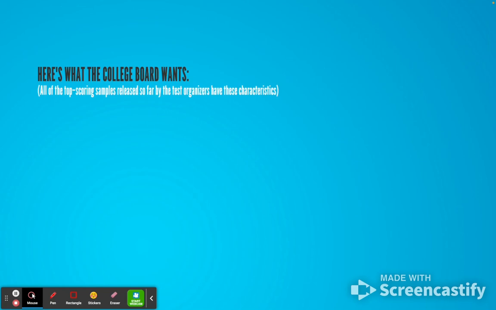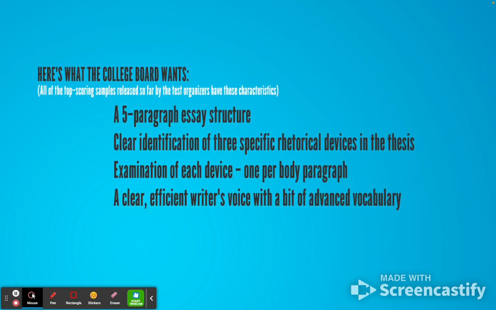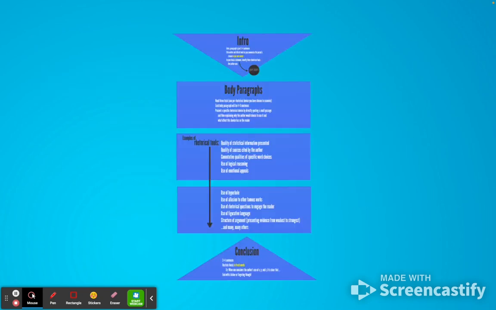So this is what College Board wants. A 5-paragraph essay structure, clear identification of 3, count them, 3 specific rhetorical devices in the thesis, examination of each device, 1 per body paragraph, and a clear, efficient writer's voice with a bit of advanced vocabulary. So let's take a closer look at that. Here's what your essay would be broken into: your intro, your body paragraphs with examples of different rhetorical tools, and your conclusion.